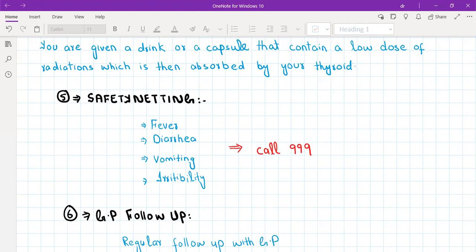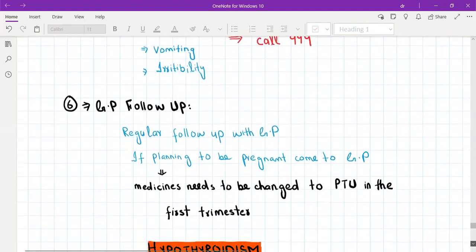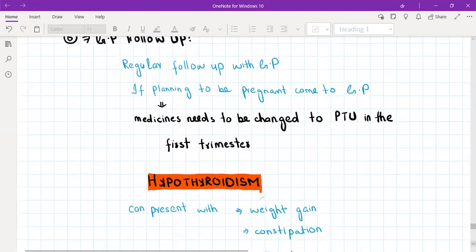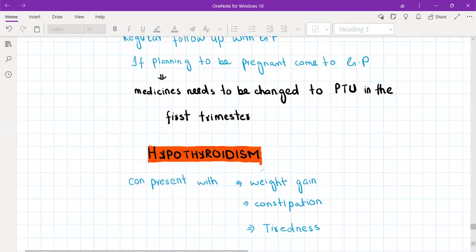We will tell them that as you will be on this medication long term, we need to follow you up regularly. So you need to regularly follow up with the GP for any medication dose adjustment, and we'll keep monitoring the level of thyroid hormones in your body. Also we'll tell the patient that if you are planning to be pregnant, then you should consult the GP before doing so, because your medication then needs to be changed. No need to tell the patient that we change carbimazole to PTU. Just tell them that medication needs to be changed.